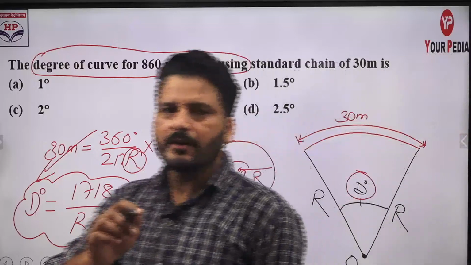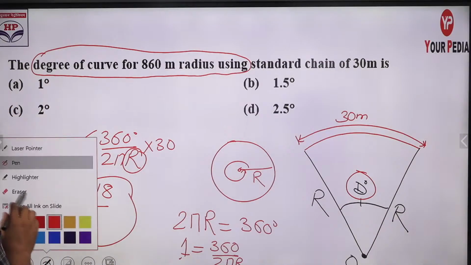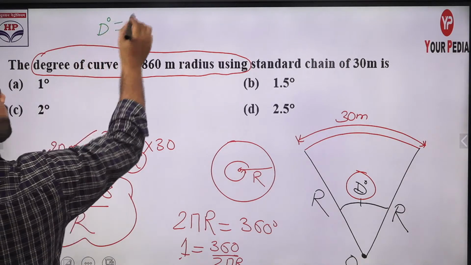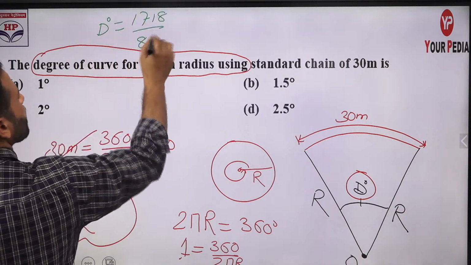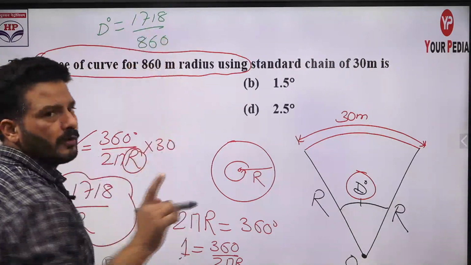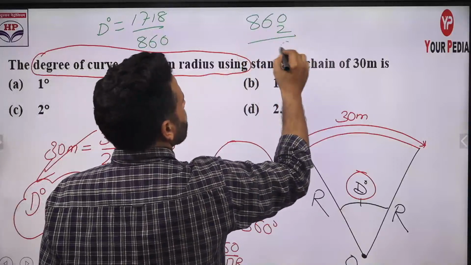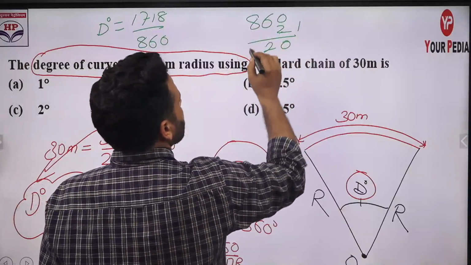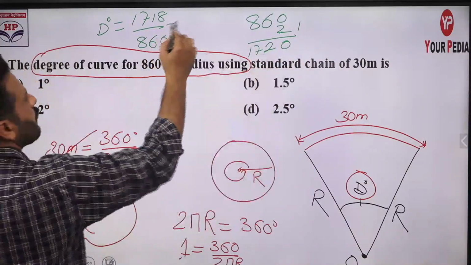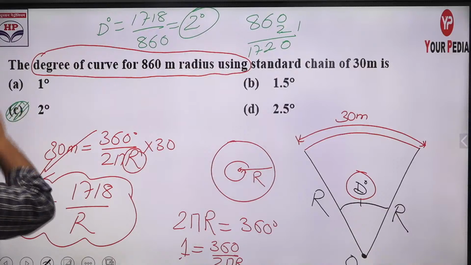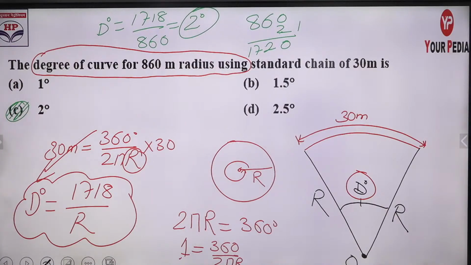Similarly, we have the degree of curve formula for 20-meter chain also. But right now, as per the question, 30 meter chain is given to us. So this degree of curve will be 1718 upon 860. There is no need to do the exact calculation. Just do it like this: 860 2s are 0, 6 2s are 12, 8 2s are 16 or 17, 17, 20. Of course, the answer will be 2 degree. So where is the 2 degree? Option C will be the answer. Okay, yes, option C will be the answer.